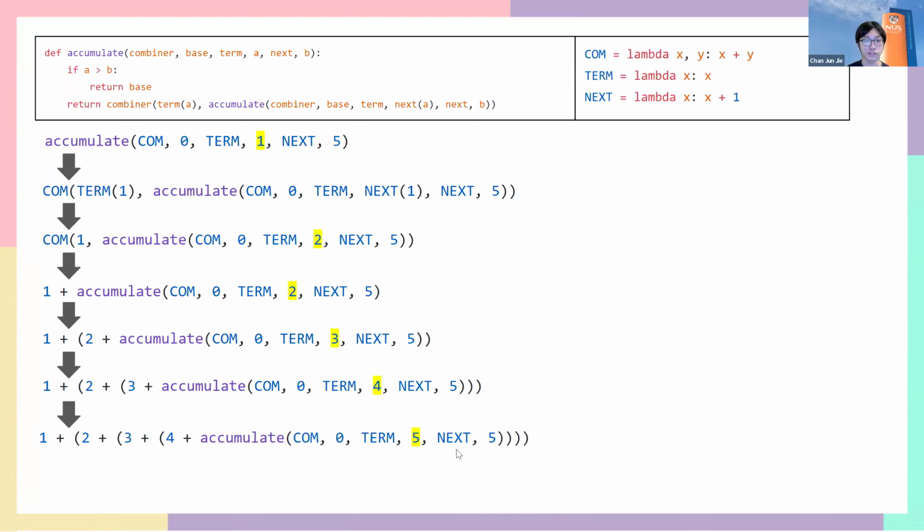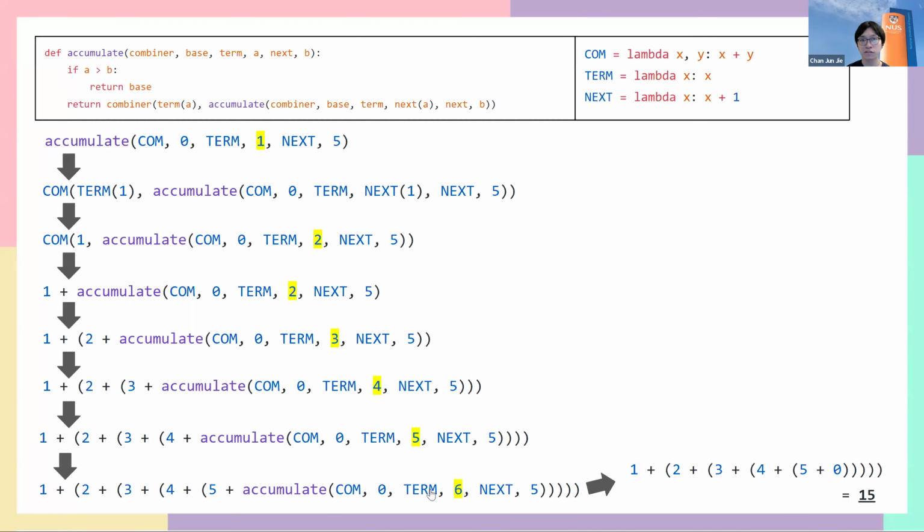So now we've reached A equals B. And now finally, this call to accumulate where A is equal to B is going to return our last term, 5, plus this call to accumulate where A has now become more than 5. As you remember, when A is more than 5, you get the base case instead.